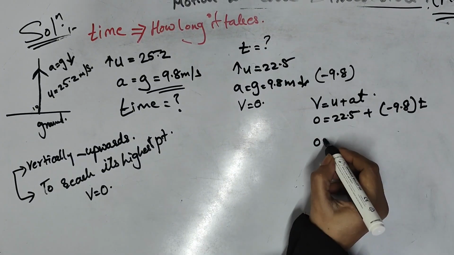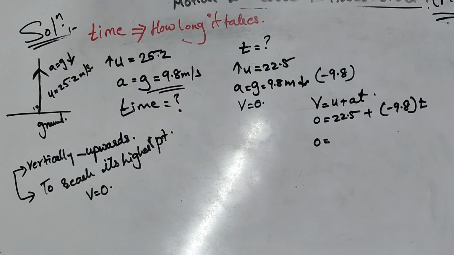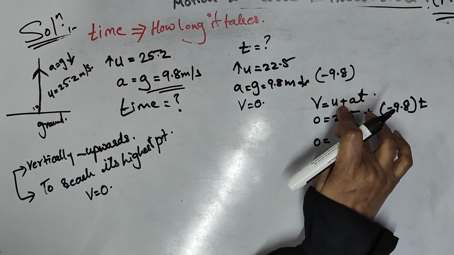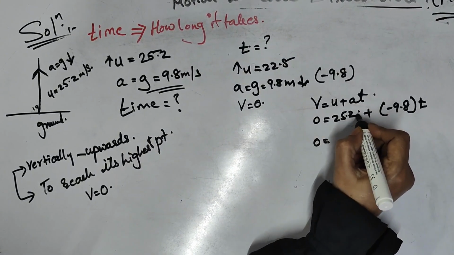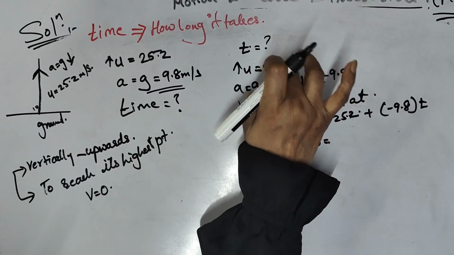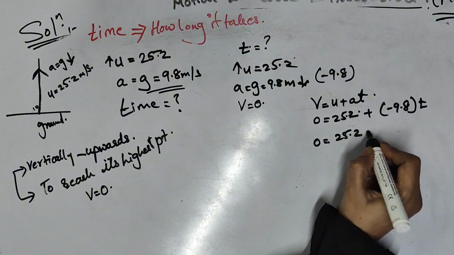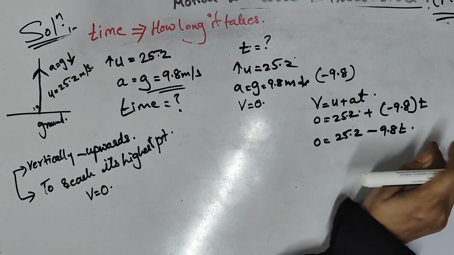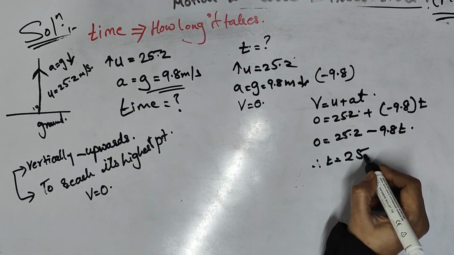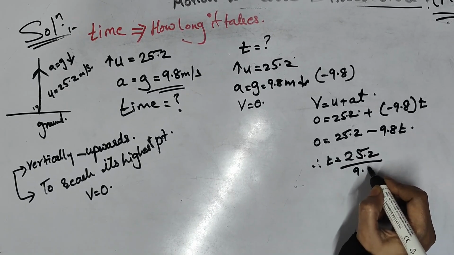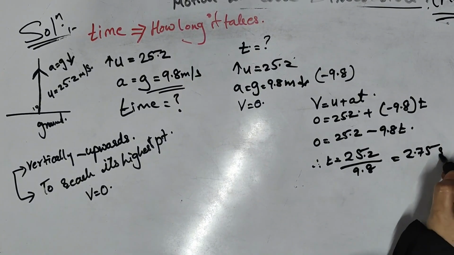Okay, so 0 is equal to, sorry, it is 25.2. So 25.2 minus 9.8 t. Therefore t is equal to 25.2 upon 9.8, which gives us 2.75 seconds.